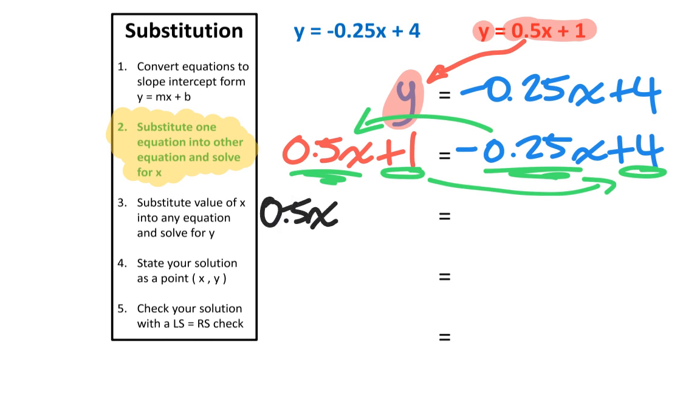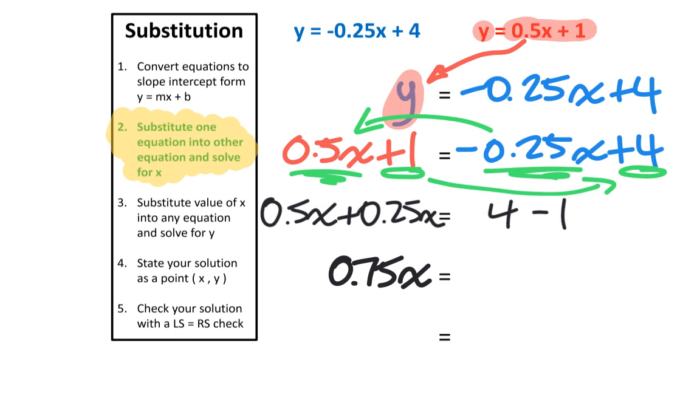0.5x stays the same since it hasn't moved. This is going to become positive 0.25x since it has moved across the equation. And the positive 4 stays exactly the same since it hasn't moved. And the positive 1 now becomes negative 1 since it has moved across the equation. I'm going to erase this positive sign since it's not really needed anymore. We want to simplify both sides of this equation now. So on the left side, 0.5x plus 0.25x is going to give you 0.75x. And on the right side, 4 minus 1 should be 3.